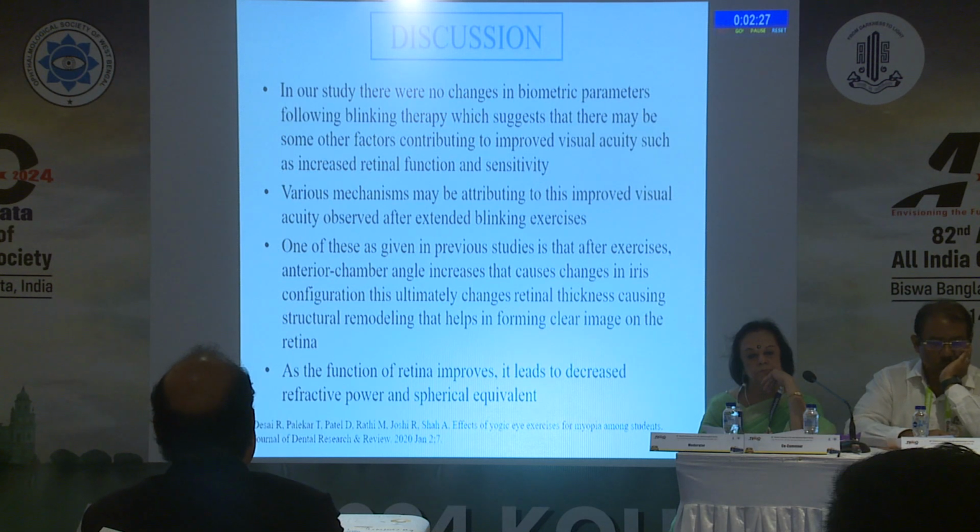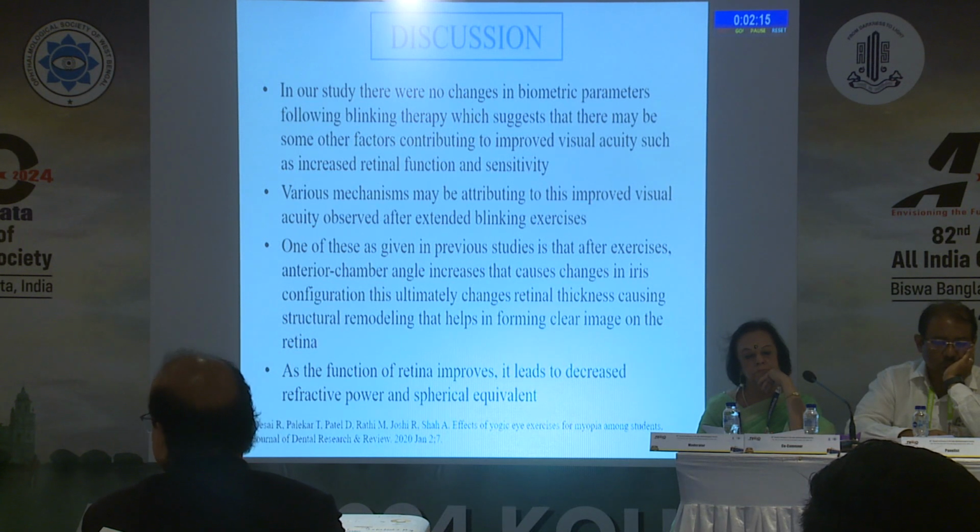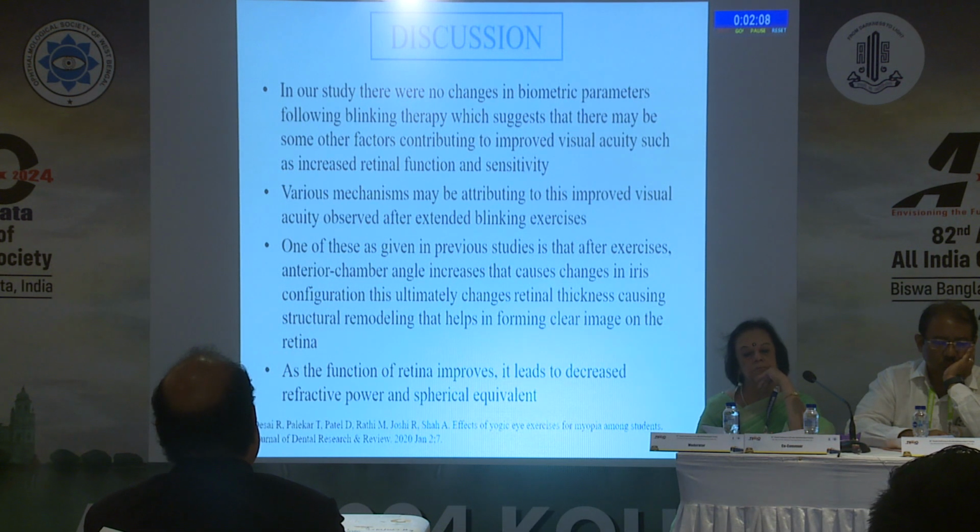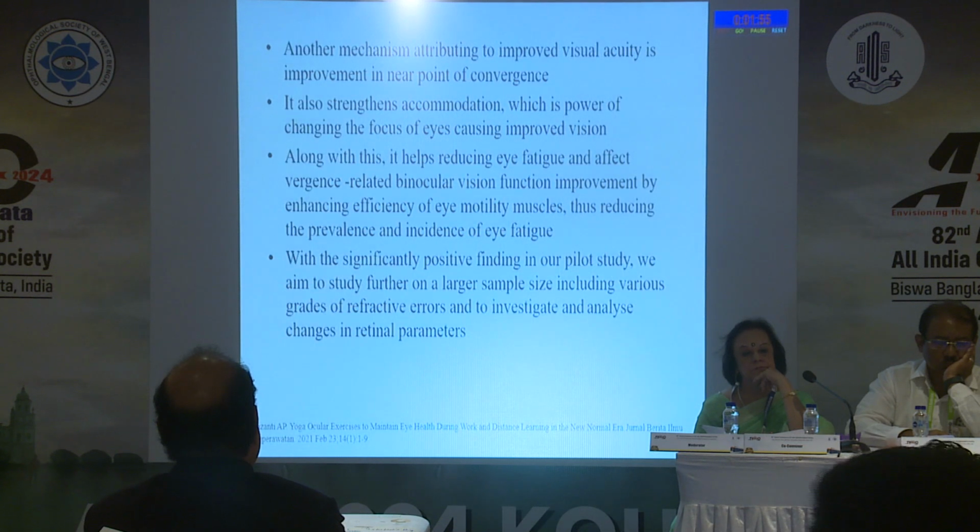that suggests that there may be some other factors contributing to the improved visual acuity, such as increased retinal function or sensitivity. Various mechanisms may be attributing to this improved visual acuity observed after blinking exercises. One of these, as given in previous studies, is that after exercises, anterior chamber angle increases, that causes changes in iris configuration. This ultimately changes retinal thickness, causing structural remodeling that helps in forming a clear image on the retina. As the function of the retina improves, it leads to decreased refractive power and spherical equivalent.